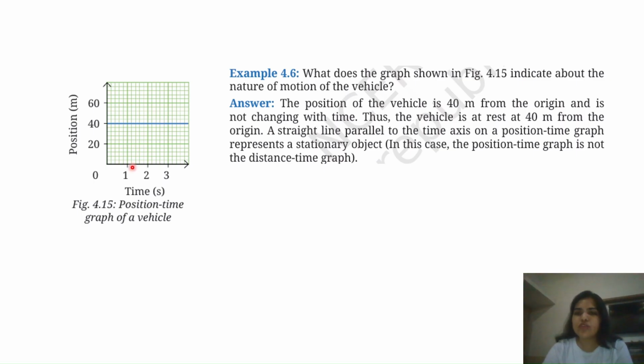What does the graph shown in the figure indicate about the nature of motion of the vehicle? The position of the vehicle is 40 meters from the origin and it is not changing with time, that is, it is constant with time. Thus, the vehicle is at rest at 40 meters from the origin. A straight line parallel to the time axis on a position time graph represents a stationary object. In this case, the position time graph is not the distance time graph.